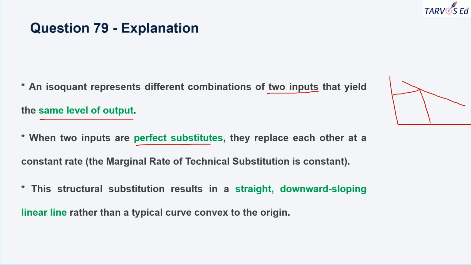If I am decreasing input 1 by 1 quantity, then I am increasing input 2 by 1 quantity. This is what we call a perfect substitute. So for perfect substitutes, it will always be a linear straight line. It will be a downward sloping linear line, and it falls from left to right.